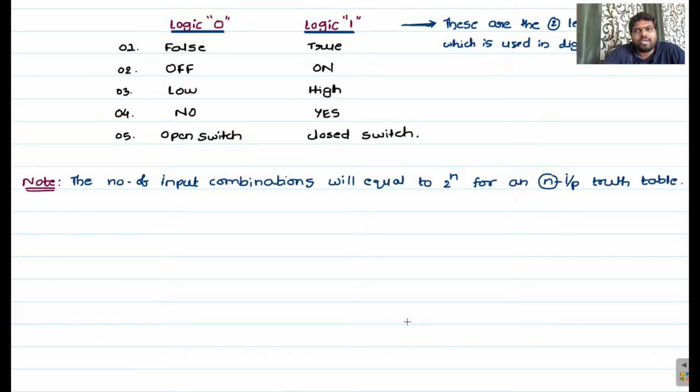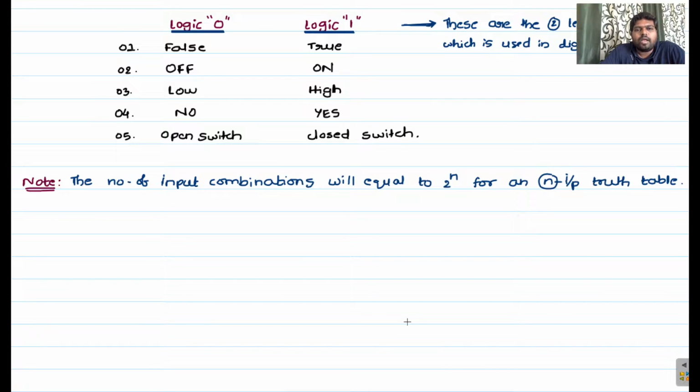Logic 0 we can call false, off state, low, no, or open switch. These are various terminologies with respect to their applications. Logic 1 also has different names: true, on switch, high, yes, and closed switch. These are the various names, which depend on their applications.